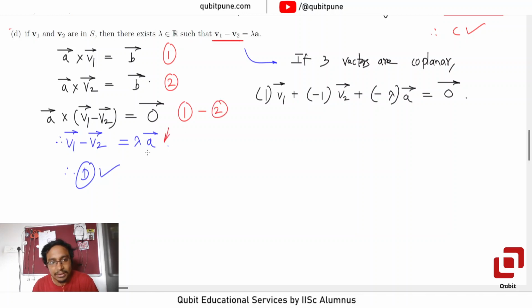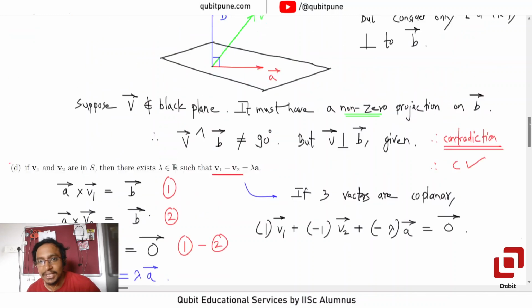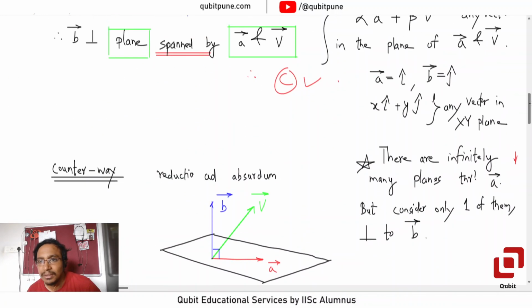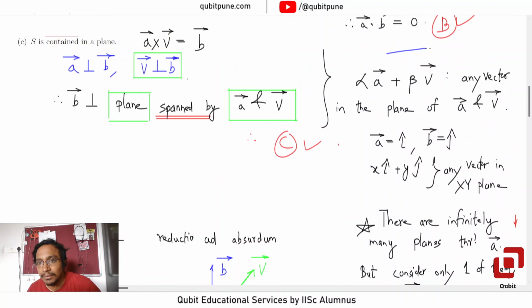Okay. Now for this, the condition of coplanarity of three vectors, we can always think of the third vector as being expressed as a linear combination of the other two. That's what I used here. That is what was shown here.